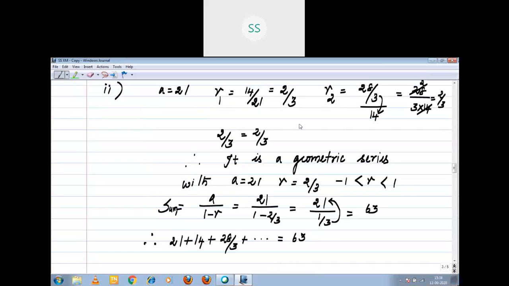Sum to infinity means what is the formula, children? Sum equal to a by 1 minus r, where r lies between minus 1 and 1. Then S_n equal to a into r power n minus 1 divided by r minus 1, where r not equal to 1. Got it, children? Thank you, children. You have to go through this. Tomorrow we will discuss. If you have any doubt, we will discuss, or otherwise we will continue with the sums. Right, children? Thank you.